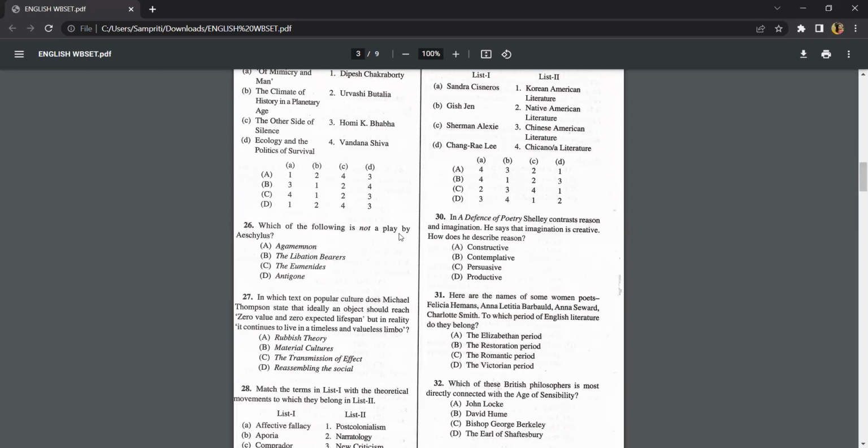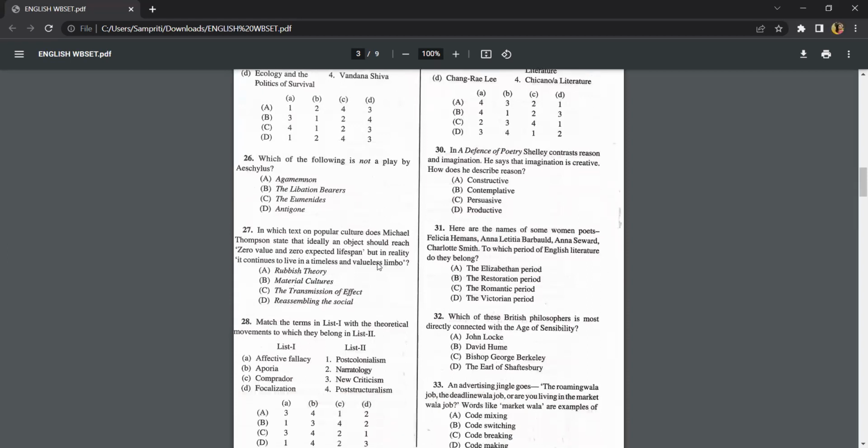26. Which of the following is not a play by Aeschylus? This is where the importance of studying European literature comes in. Agamemnon, The Libation Bearers, and The Eumenides are parts of the Oresteia trilogy, so all three are written by Aeschylus, and Antigone is written by Sophocles. So option D is the correct answer. Antigone is a play not written by Aeschylus.